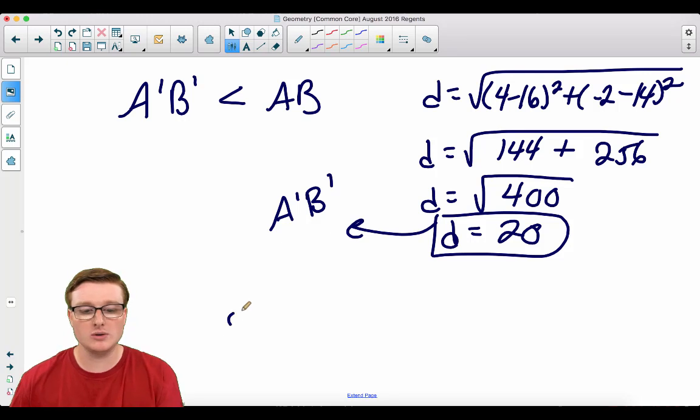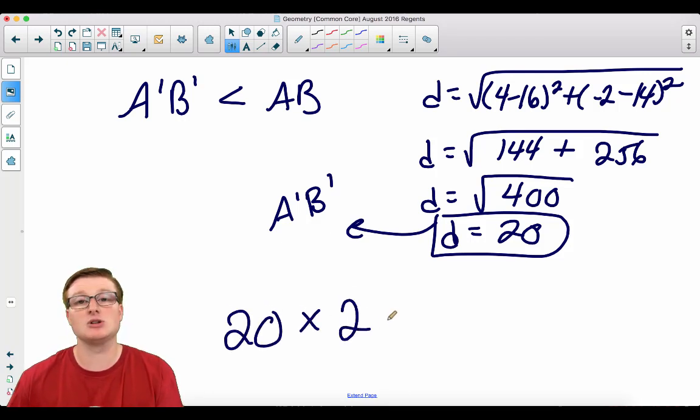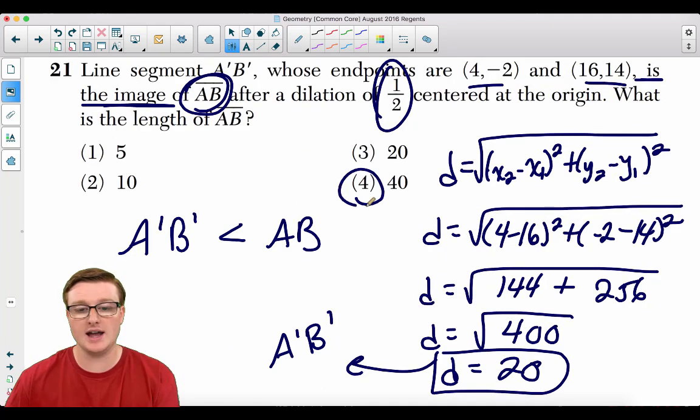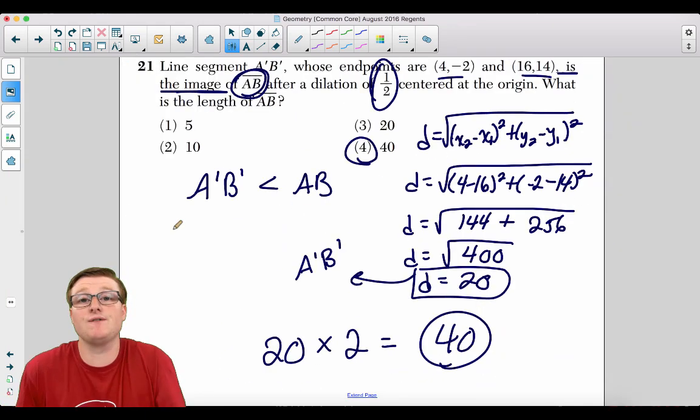So we are going to take 20 and multiply it by the number 2 to get back to the original, which is going to be a length of 40. So your answer for number 21 is going to be choice 4. That is the length of the original line.